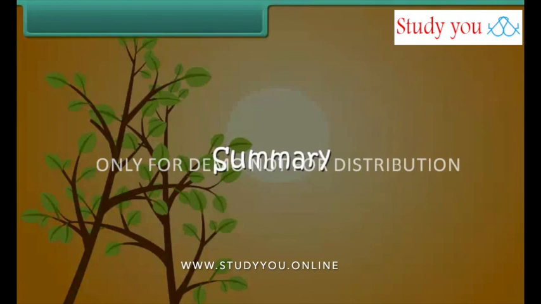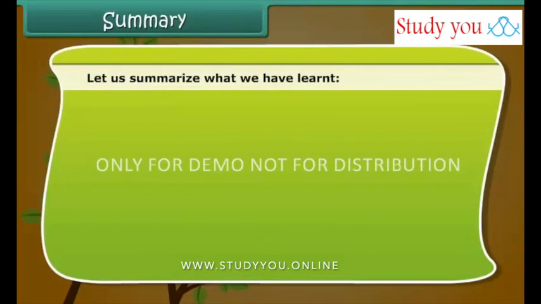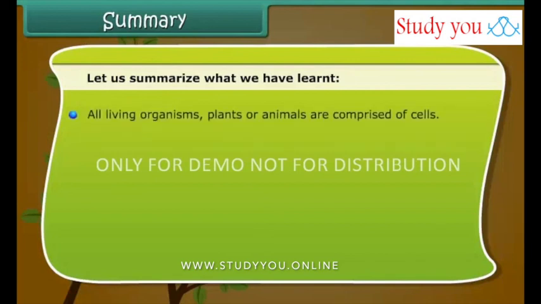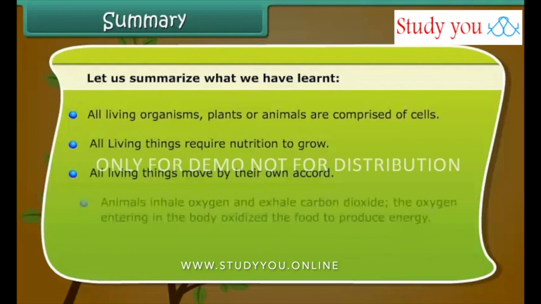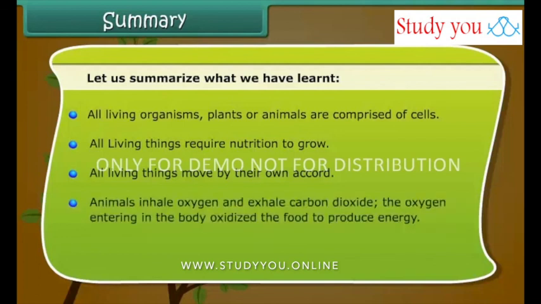Summary. Let us summarize what we have learned. All living organisms, plants or animals are comprised of cells. All living things require nutrition to grow. All living things move by their own accord. Animals inhale oxygen and exhale carbon dioxide. The oxygen entering in the body oxidizes the food to produce energy.